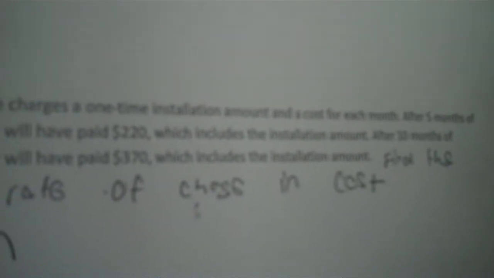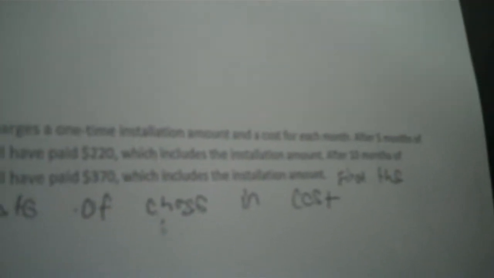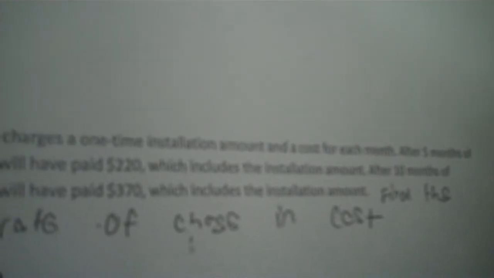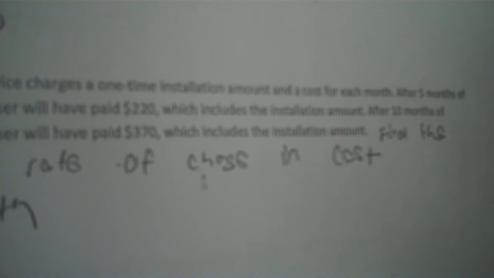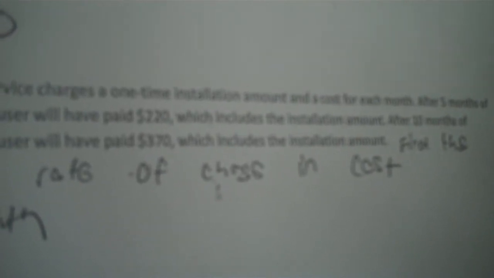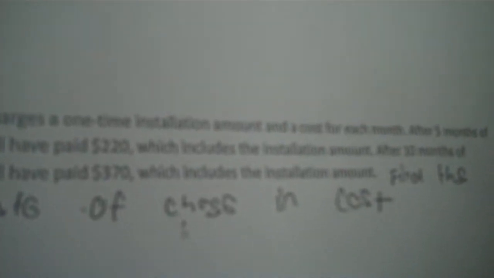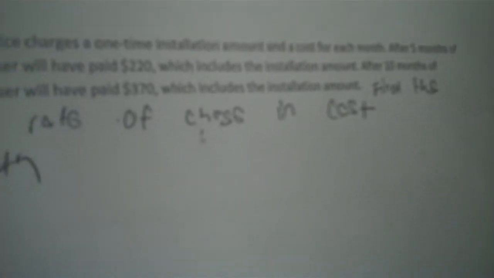Okay, an internet service charges a one-time installation amount and a cost for each month. After 5 months of installation, a user will have paid $220, which includes the installation amount. After 10 months of installation, a user will have paid $370, which includes the installation amount. Find the average rate of change in cost per month, so dollars per month.